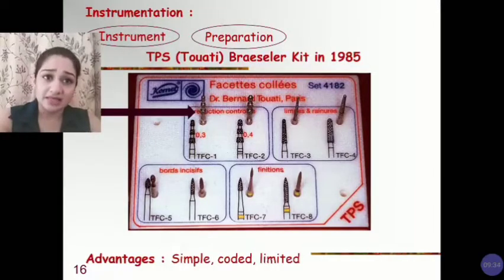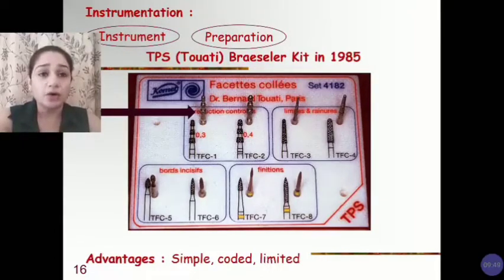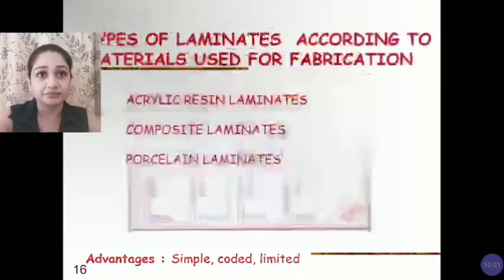Then in the same kit we have a thin tapered fissure burr. Then we have a long tapered fissure burr with the round end. Then we have a flame shaped burr, the long flame shaped burr, and then we have the polishing burrs. This is a very typical laminate preparation kit. Commercially, different companies have given different kits, but more or less all the kits contain these basic burrs.